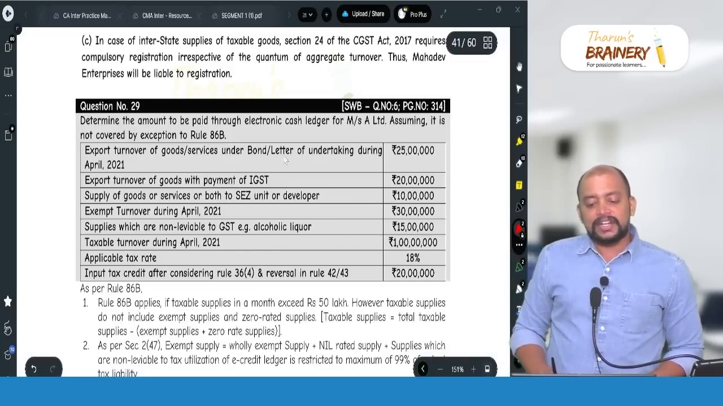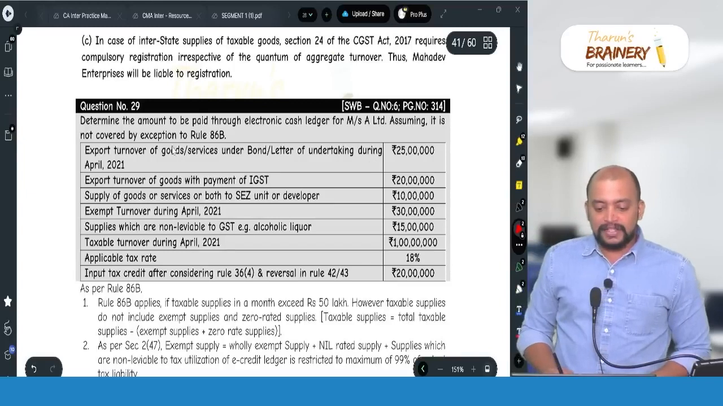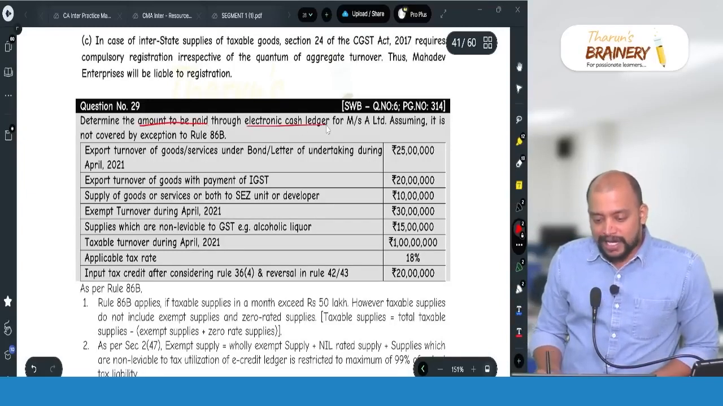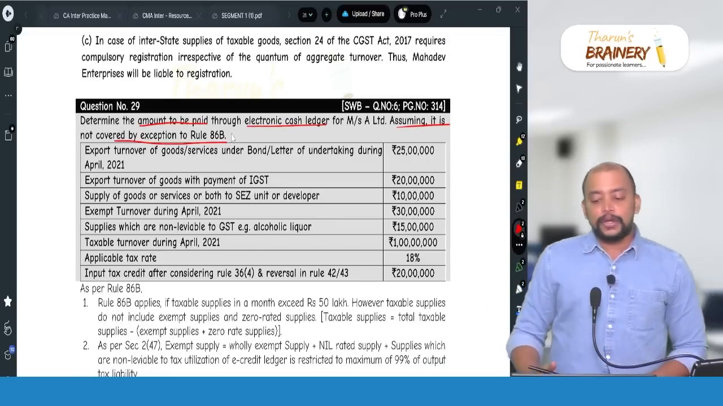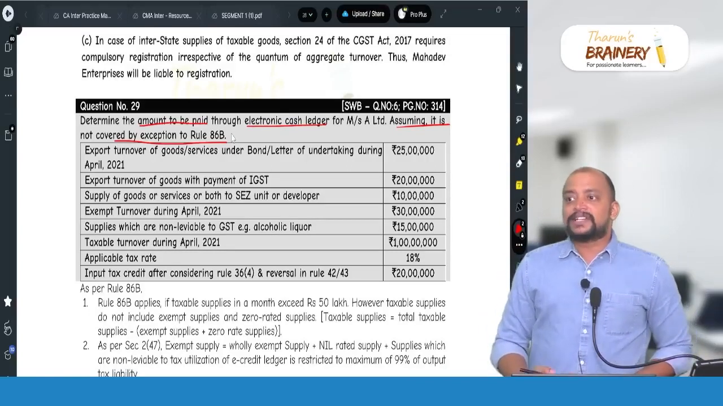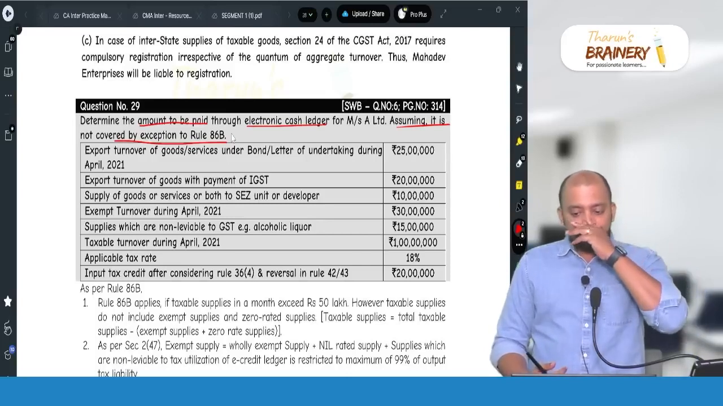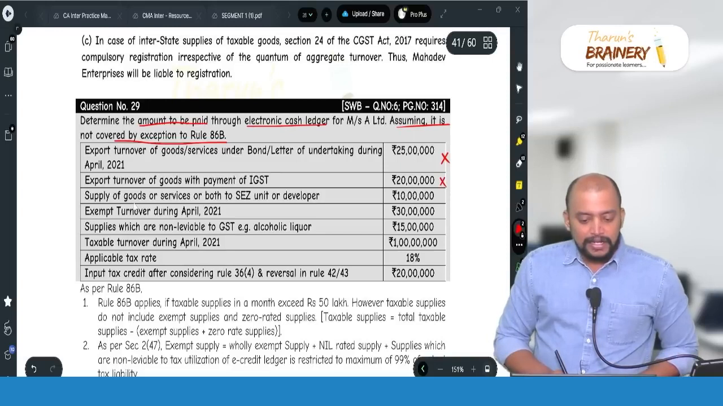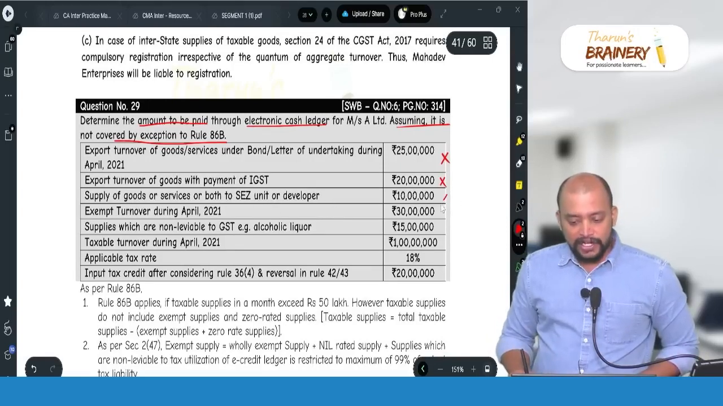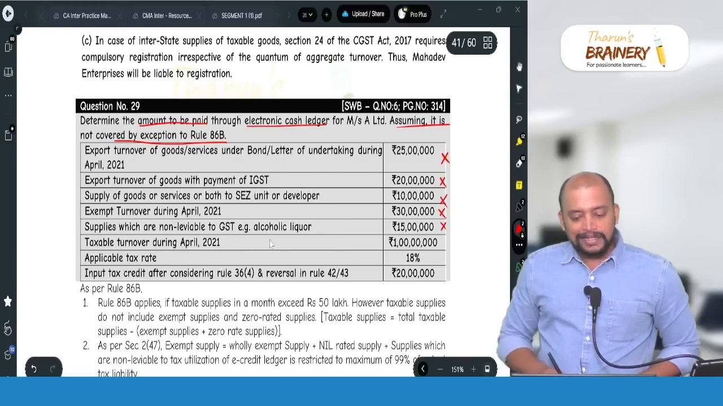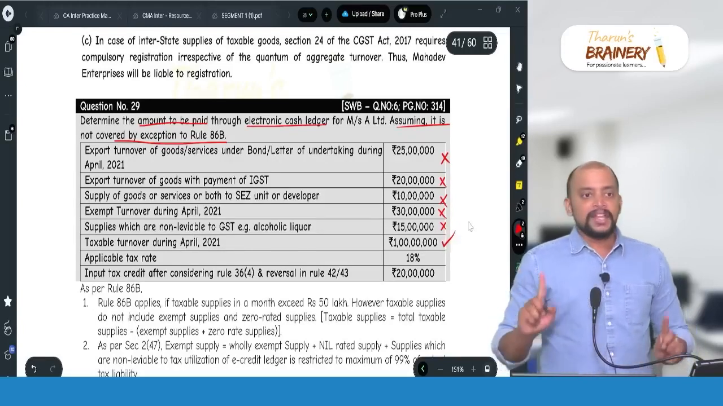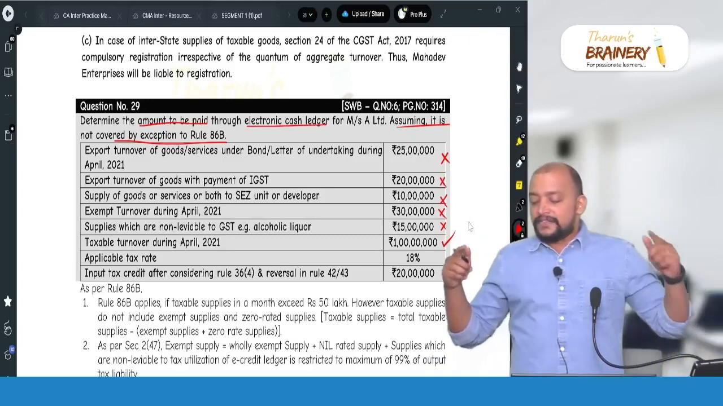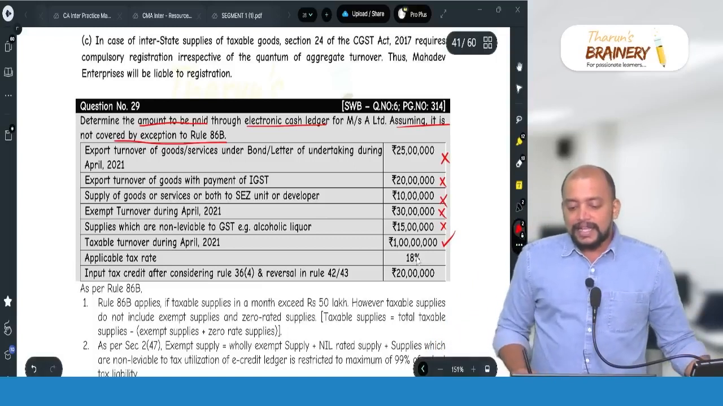Export turnover of goods or services under bond or letter of undertaking during April. So they are asking the amount to be paid through electronic cash ledger, assuming it is not covered by exception to 86B. Now, while taking that turnover for applicability of 86B, we will take only taxable turnover. So here 25 lakhs we will not take. Export we will not take. Supply of goods or service to SEZ we will not take. Zero rated we will not take. Exempted, no. Supplies which are not leviable, no. Taxable turnover 1 crore exceeds 50 lakhs, and on the taxable turnover we have to compute the GST, that is 18 lakhs.